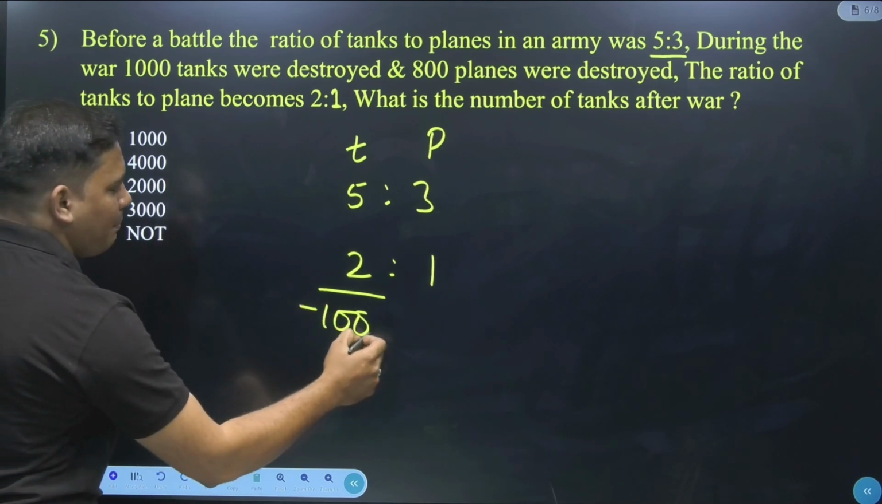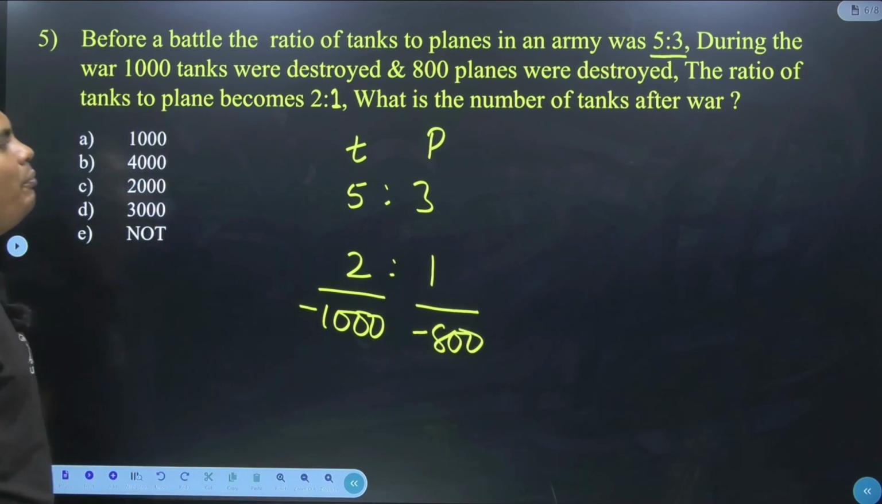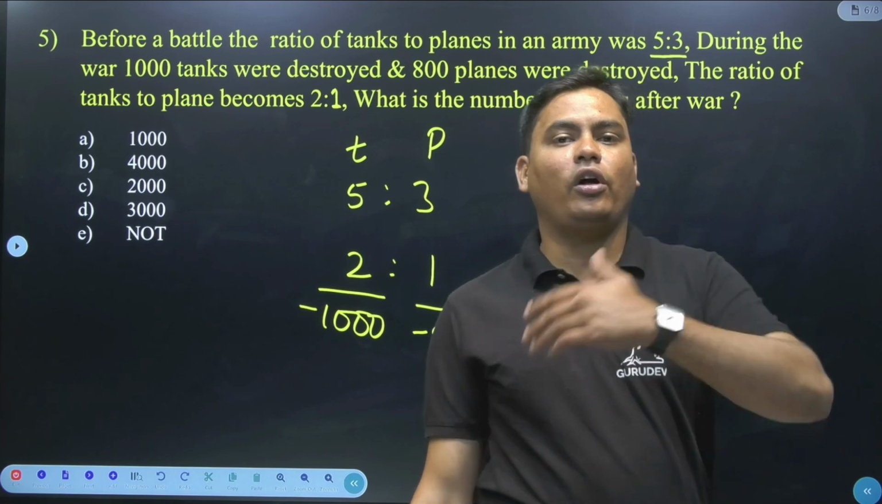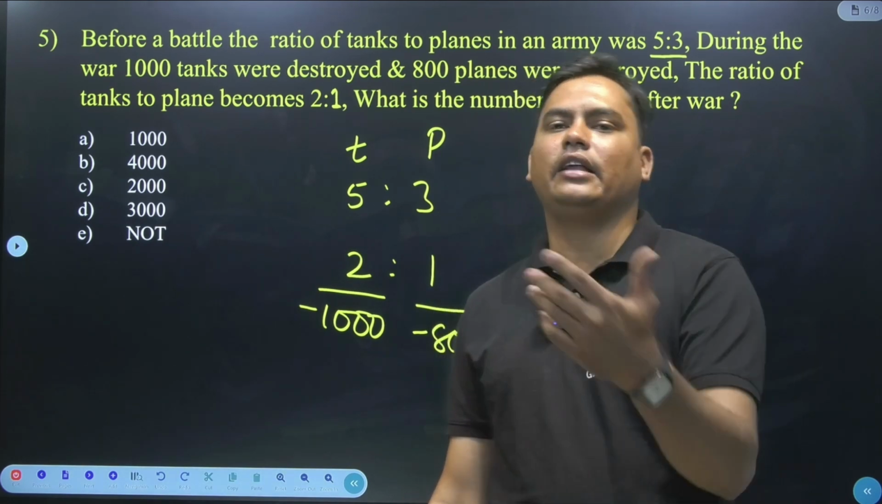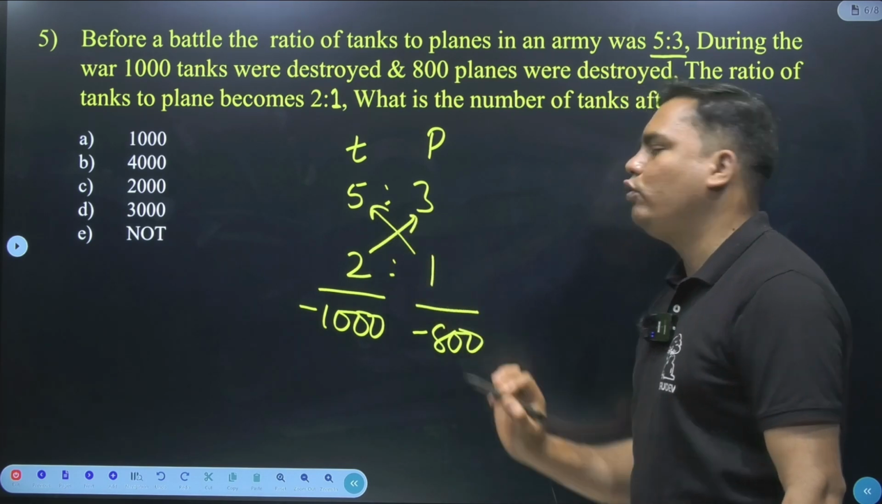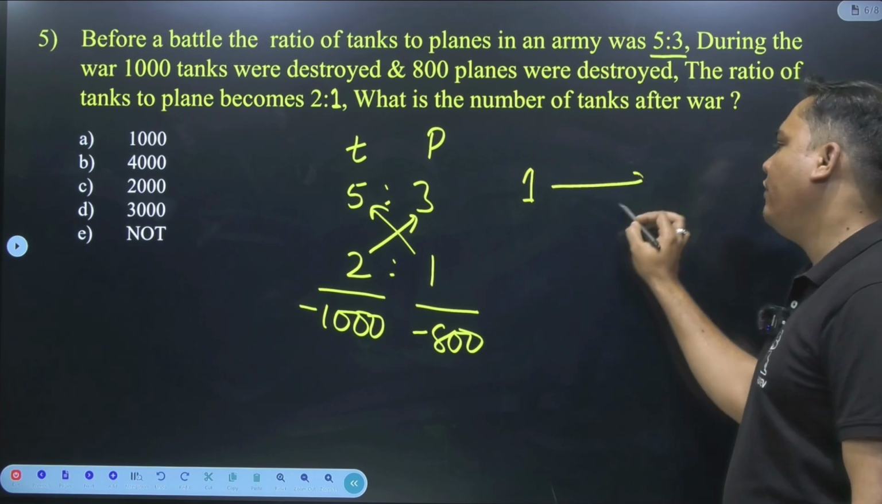1000 rupees is subtracted here, and 800 is subtracted here. How many tanks are there after the war? If I find the number before the war, I can subtract to get the answer. If I cross multiply in the same way, 5 1s are 5, 3 2s are 6. 5 minus 6 will be how much here? 1. I should find the value of 1 point here.